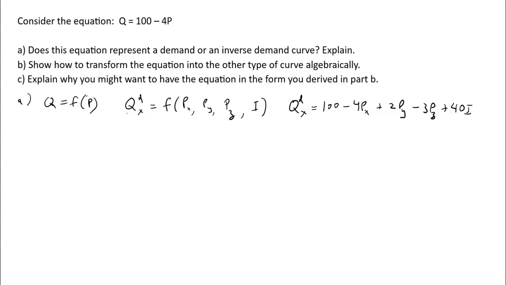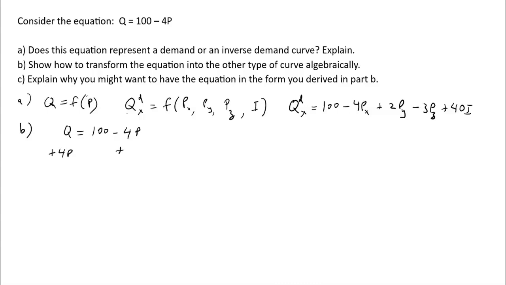Okay? Now, to transform this equation into an inverse demand curve means to switch the Q and the P so that the P would be on the left-hand side. Now, to do this, we start with the demand curve as given, and we want to get Q on the left-hand side to the right-hand side and vice versa. So let's just do it in a few steps.